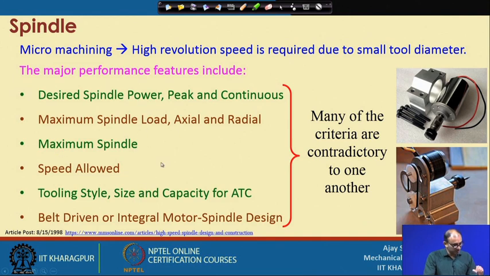Maximum spindle stiffness is also important here. If you want a very high stiffness, then you have to sacrifice the tooling size, and you cannot use a very big tool for that particular application. So, there are many different criteria available. You have to reach one particular optimum level, so that you can get the maximum required features without much sacrifice of the other things.